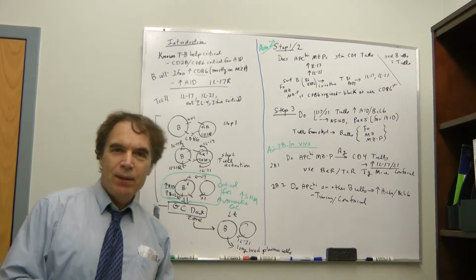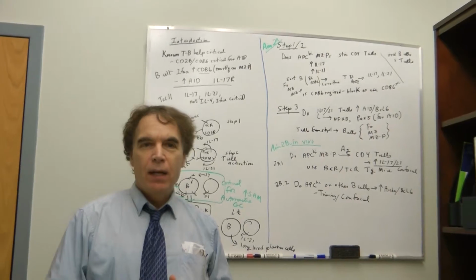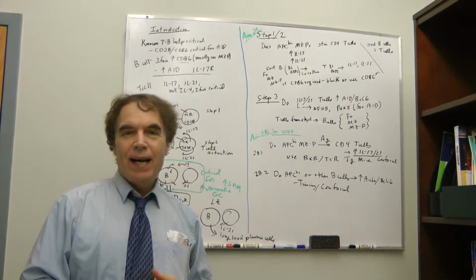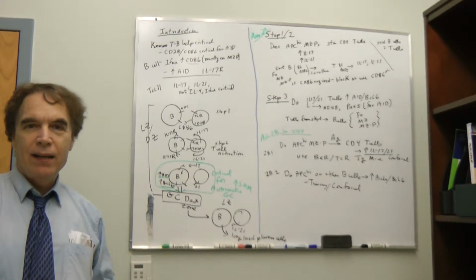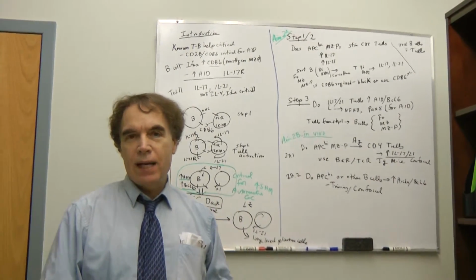Today we're going to talk about AIM-2. Now, as you already know, AIM-1 talks about the B cell, the two steps of IL-17 acting early to upregulate BCL6, and IL-21 acting late to upregulate AID. So just the two cytokines.